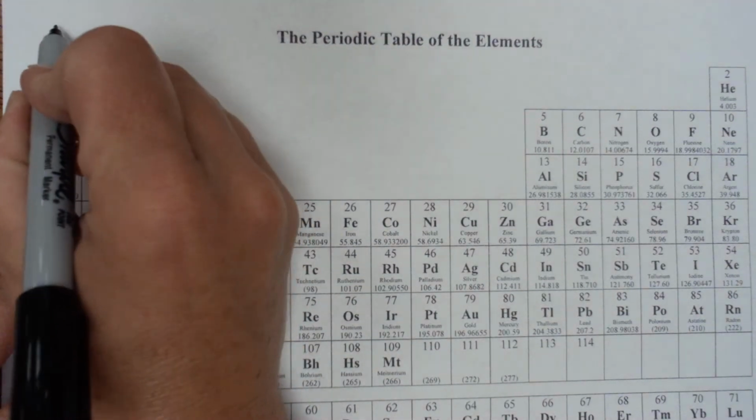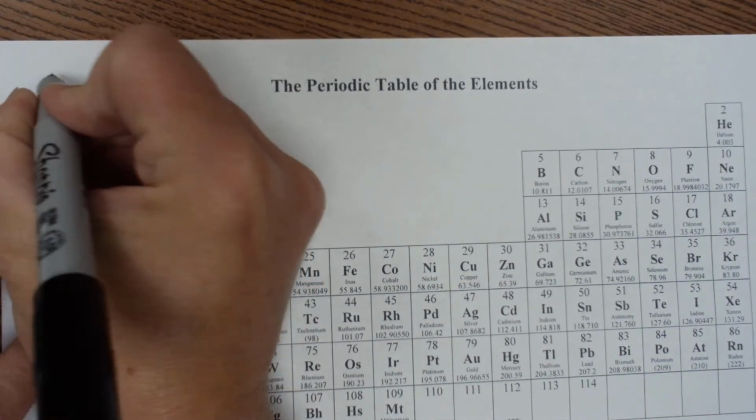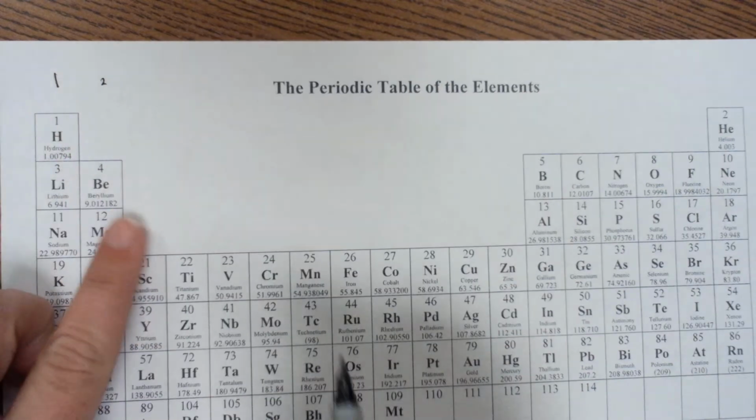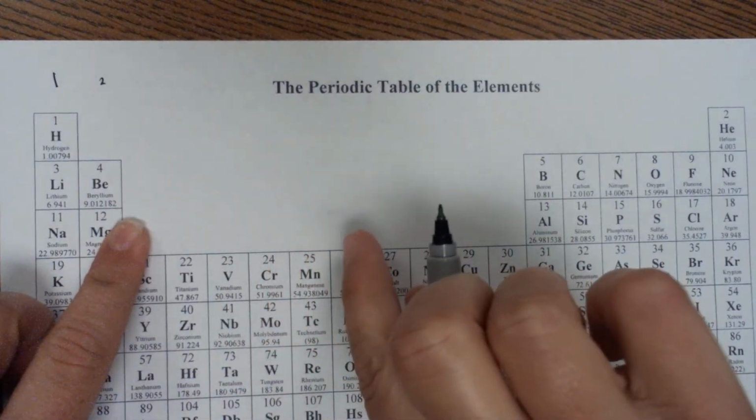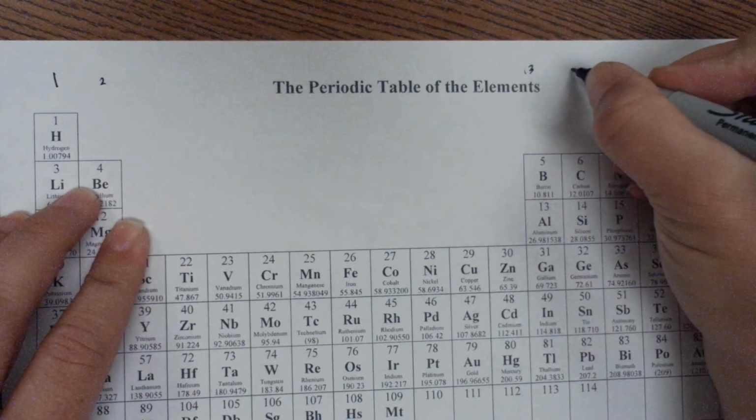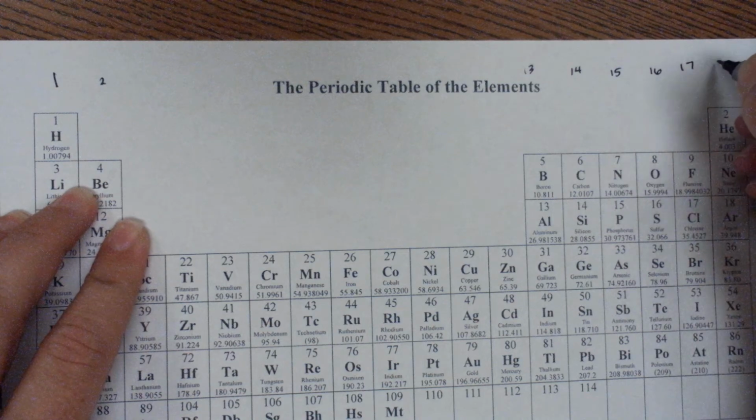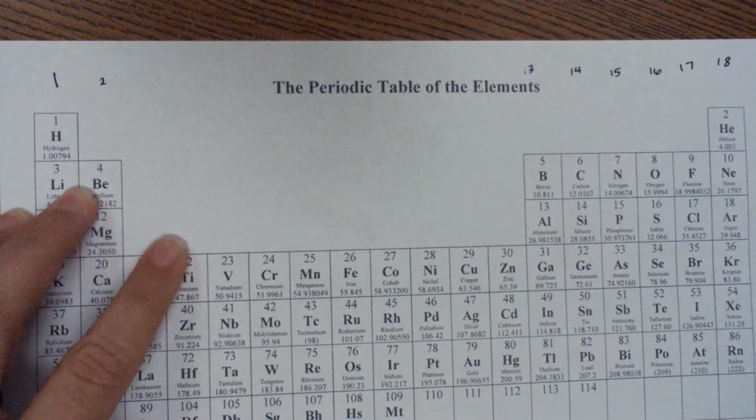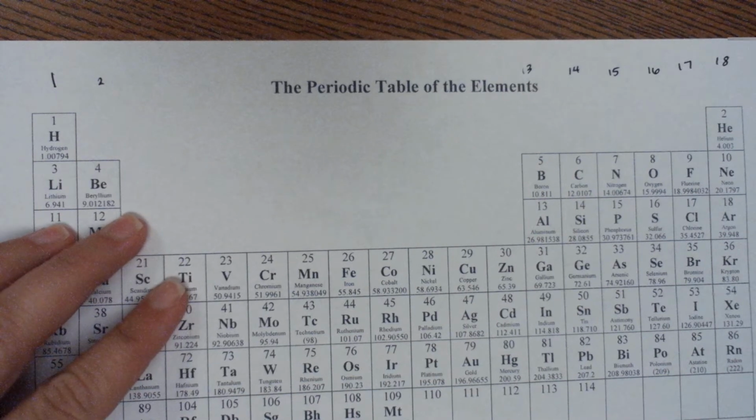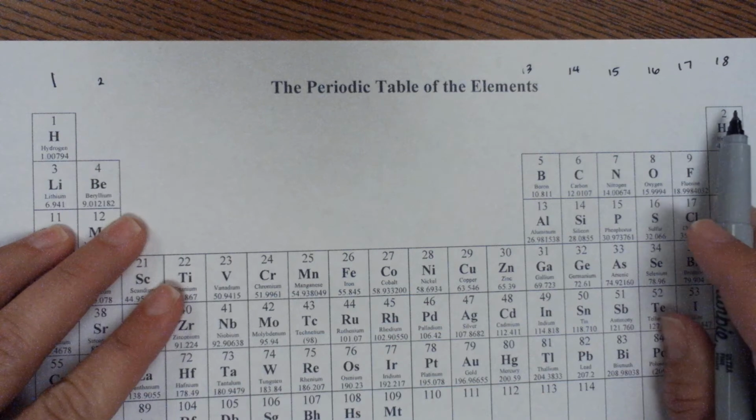the numbers 1, and let me try to make it where you can see, 1, 2, 3, 4, 5, 6, 7, 8, 9, 10, 11, 12. Then you see 13, 14, 15, 16, 17, and 18 across the top. This tells you some information about the columns, which column number it is in.